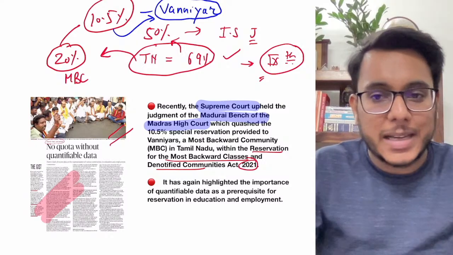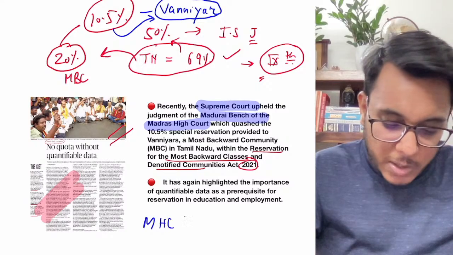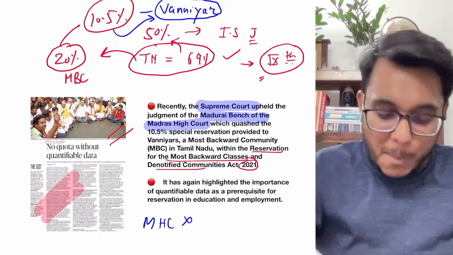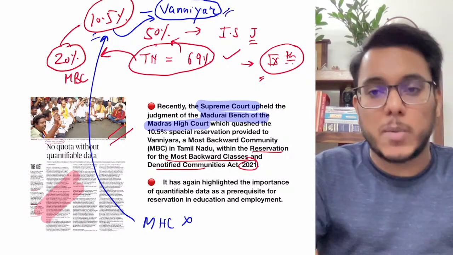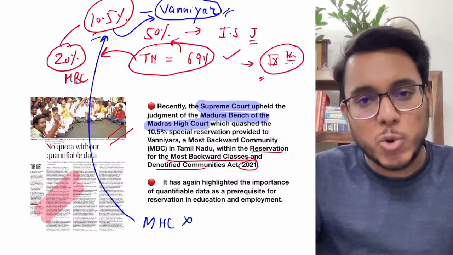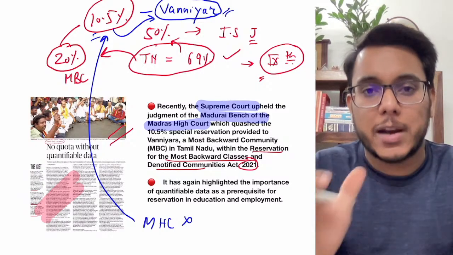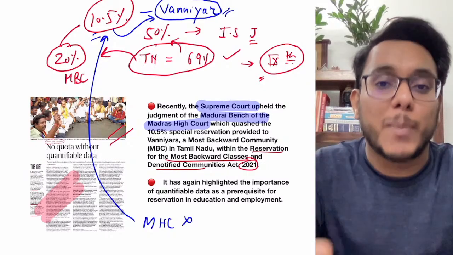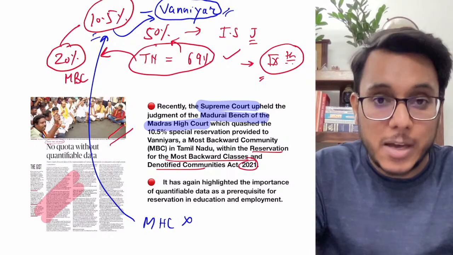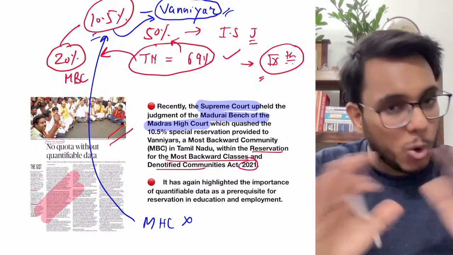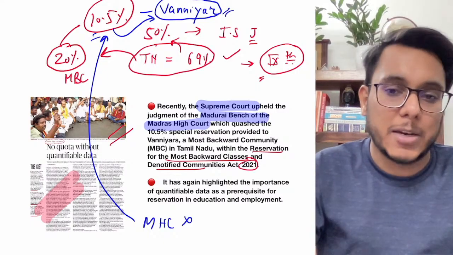Now this matter reached the Madras High Court. The Madras High Court said that this is unconstitutional. Why? Because you are keeping 10.5% reservation aside for only one community, the Vanniyar community. But do you have any data? Have you come out with some kind of report that these people are more backward, that these people need more protection? Do you have any quantifiable evidence? No, you don't have any quantifiable evidence. So the Madras High Court said that this is unconstitutional.